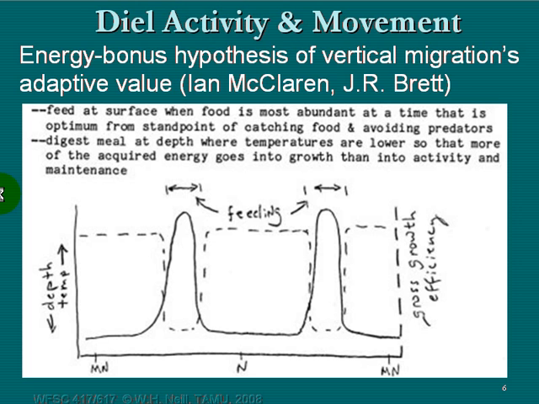And he made a pretty convincing argument that, whatever the cause for the timing of the cycle, it's advantageous to feed where food is abundant and where you can see the food if you're a visually oriented fish. But then go down into the water column and sort of do your resting and digesting and food processing at depth.